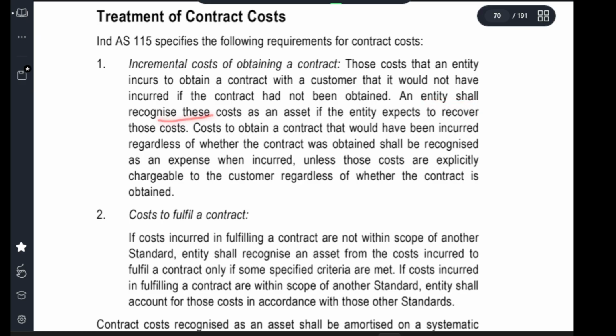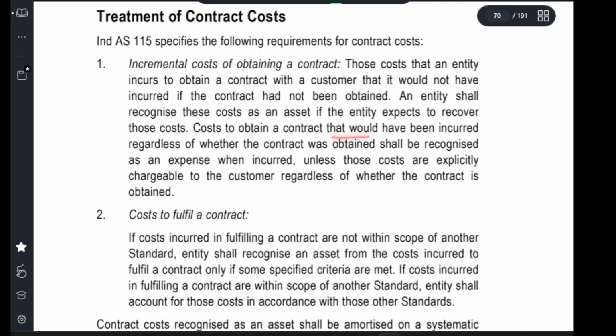The entity shall recognize this cost as an asset if the entity expects to recover this cost, only if this cost is going to be recovered. So I got the contract, or I can get this contract. If I have assurance over it, I can put it as a cost asset. If not, it should be an expense.